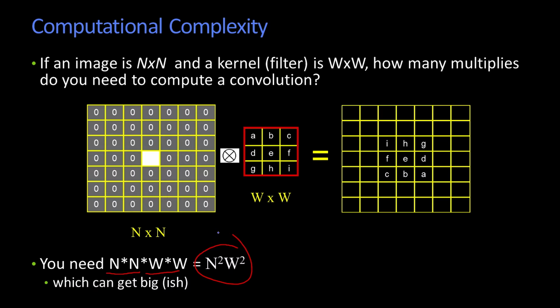Doesn't n squared w squared sound better than n squared m squared? Because when I say n squared m squared, you have no idea what I'm saying if I say it quickly. N squared w squared works. And that can get sort of big.